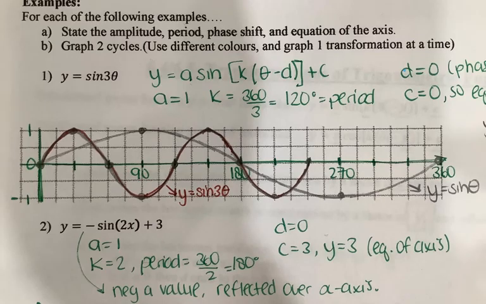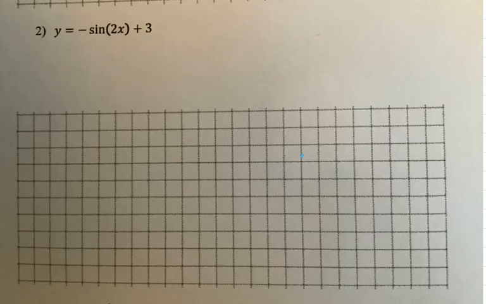So here's the graph that I actually did on paper, just a little neater, so you can see the original function there, and then the red is the transformed function. All right, on to number 2. So number 2 is y equals negative sine 2x plus 3. So we're going to state all the characteristics.